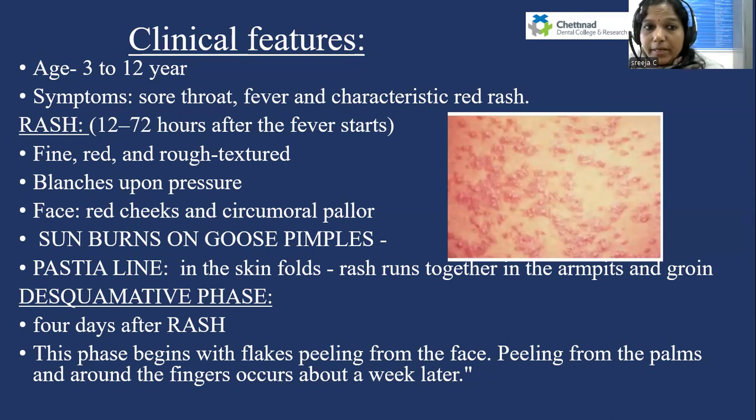Once the rash phase is completed, after 4 days, the child will enter into the desquamative phase. The desquamative phase is where the skin starts to peel off. The peeling of the skin is present on the palm, on the fingers, and on the cheek and face, everywhere. This phase is called the desquamative phase. Desquamation means peeling off of the lining area, either the mouth or the skin. So there is a lining mucosa which is getting peeled off. Here it is the skin that is getting peeled off. So it's called the desquamative phase.